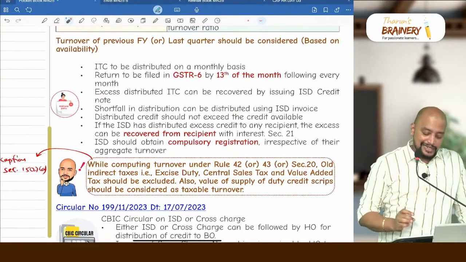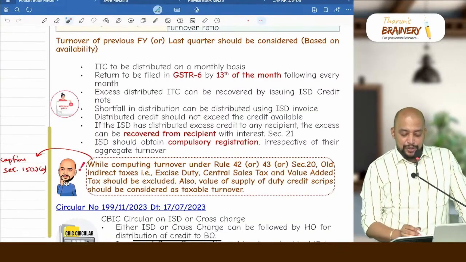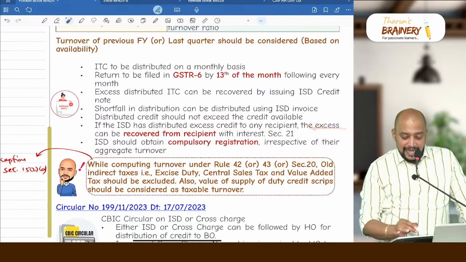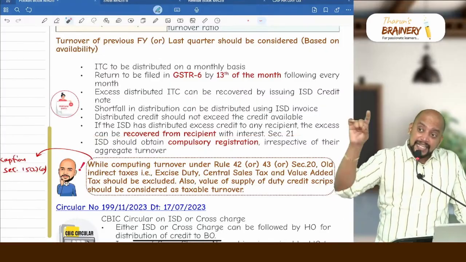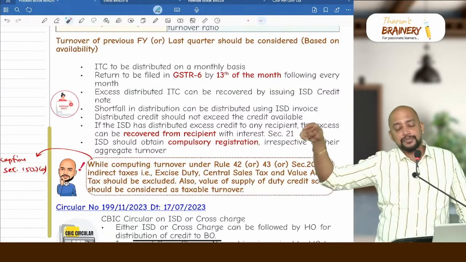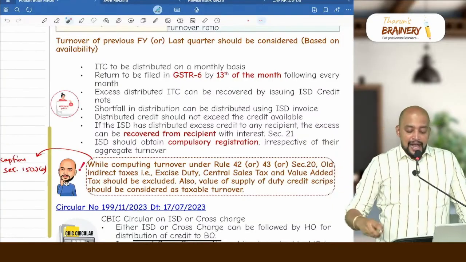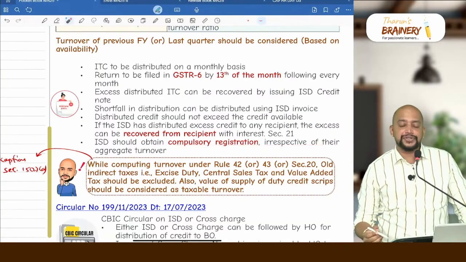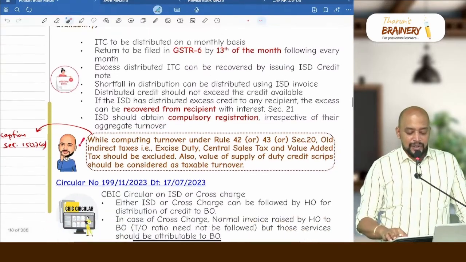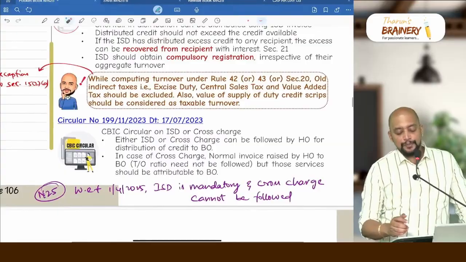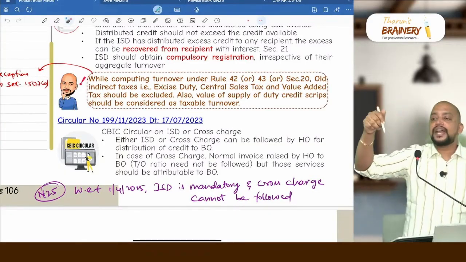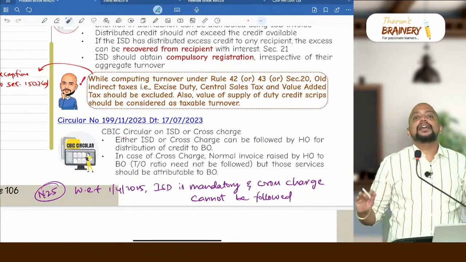Hope you remember. Next, if the ISD has distributed excess credit to any recipient, the excess can be recovered from the recipient with interest, not from the head office. They are telling they are going to recover from the recipient along with interest. ISD should obtain compulsory registration irrespective of their aggregate turnover. And this is one point which I told you, that is while computing turnover under rule 42, rule 43, and here also we have come across turnover, we should not take all indirect taxes.